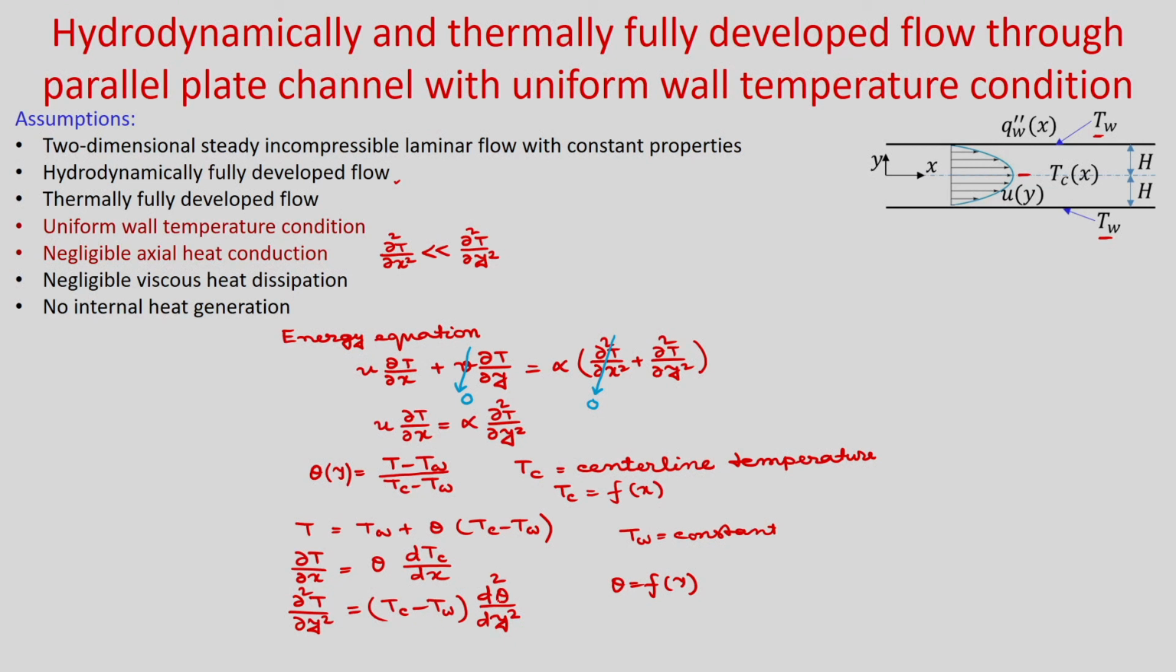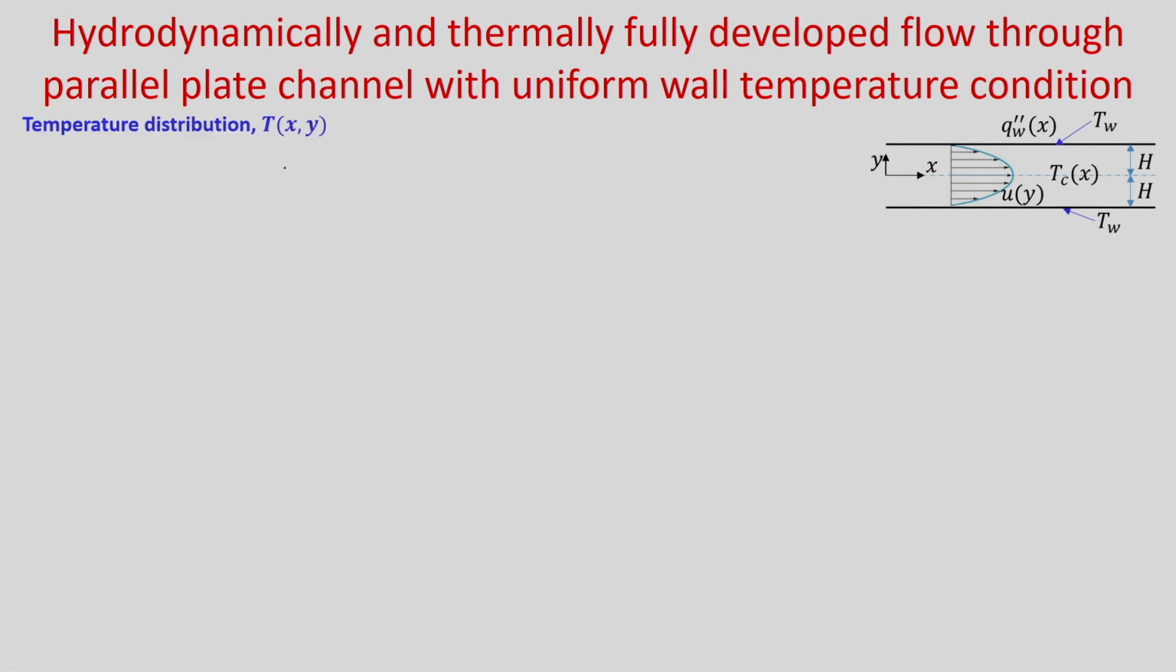So, it is (T_c - T_w) d²θ/dy². Now you put these values in the energy equation. So, what will you get? Our energy equation is u ∂T/∂x = α ∂²T/∂y². Now, if you put these values, you will get... and what is your fully developed velocity profile?